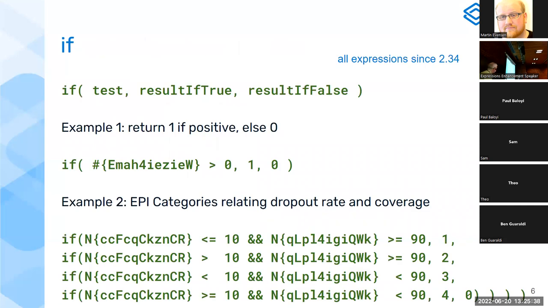We'll start with the if statement. It's been there since 2.34, but a lot of people don't know it, and that's why we're starting with it. It's obviously a very powerful tool. One example is you can test to see if some number is positive. You can return one if it's positive, or else zero, and then you can count these over organization units.